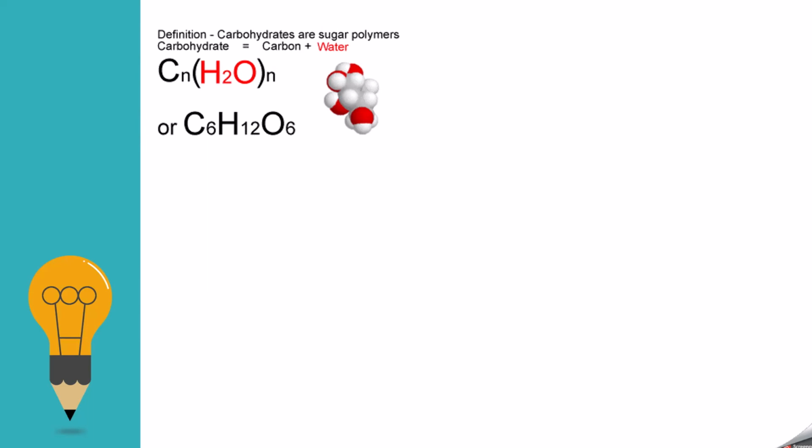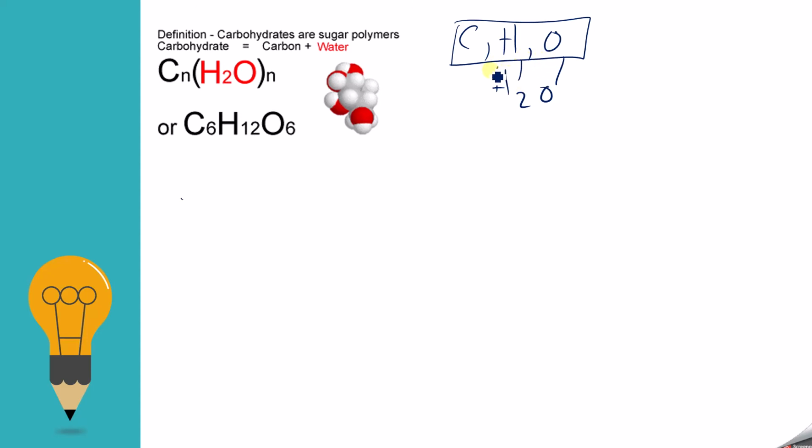Here we've got this kind of overwhelming equation. The definition of a carbohydrate is basically a sugar polymer. Now carbohydrates are made up of carbon and water. I mentioned before how all carbohydrates contain the elements carbon, hydrogen and oxygen. Don't get confused by this, that they're made up of water as well, because water is literally H2O, and we've got hydrogen and we've got oxygen. So the main elements within carbohydrates are carbon, hydrogen and oxygen.